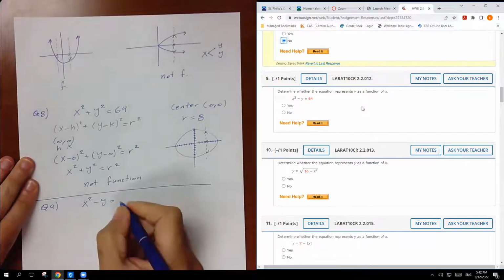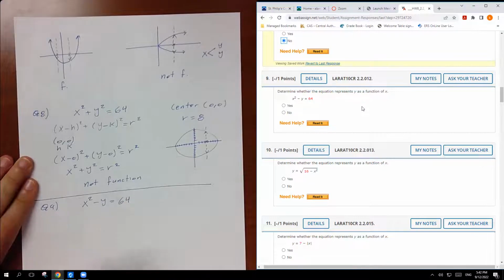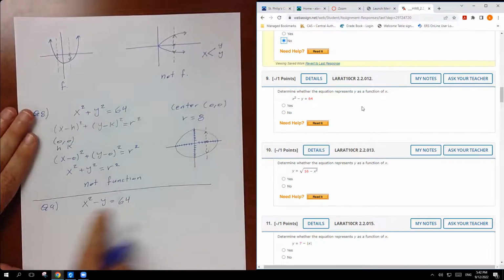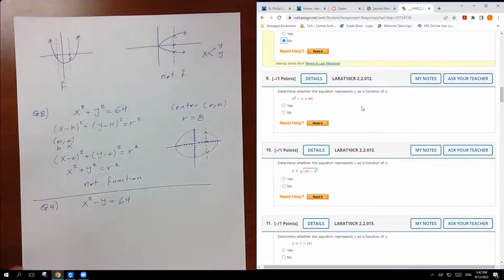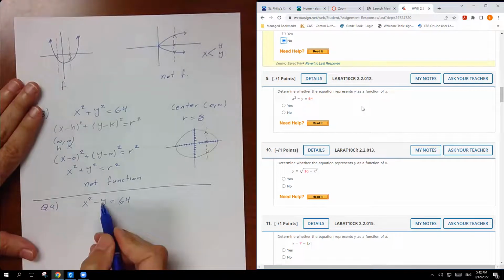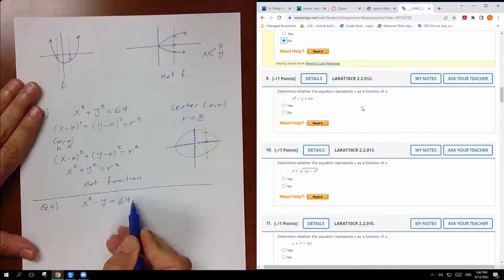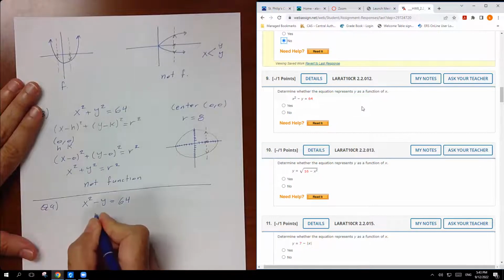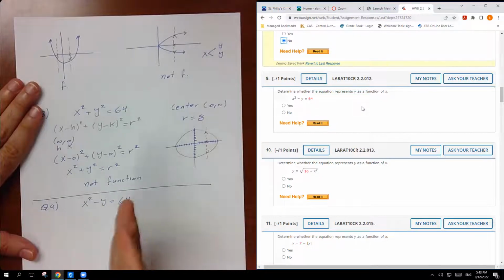Let's check the first option, 64. I'm going to solve these equations for y, because y is always the dependent variable and x is the independent variable. So I'm going to solve this one for y. I'm going to just move the y to this side. It's up to you how you keep the y by itself.